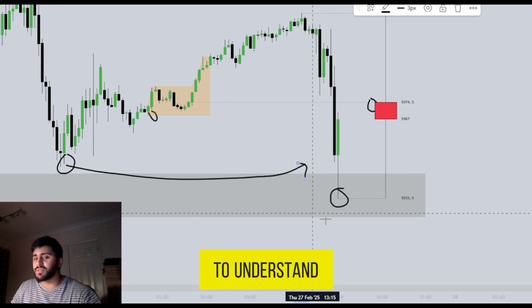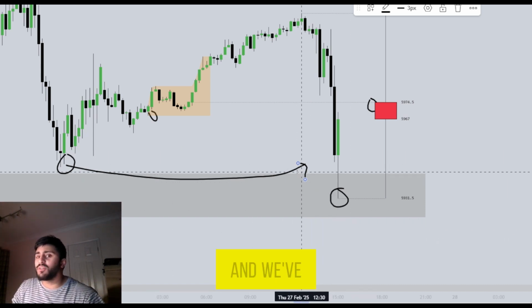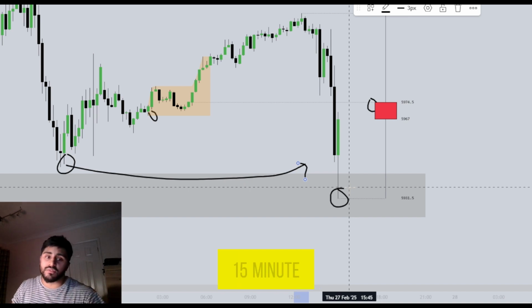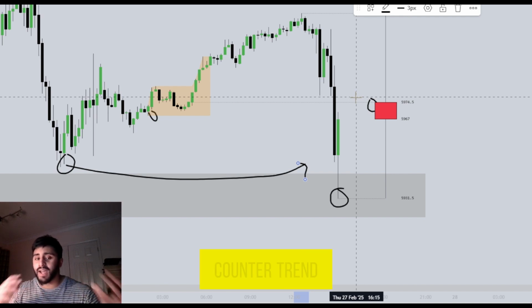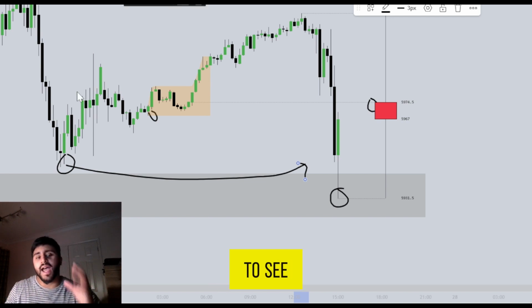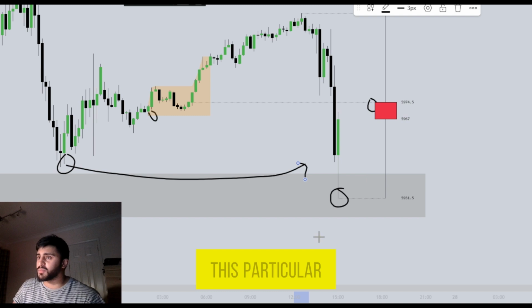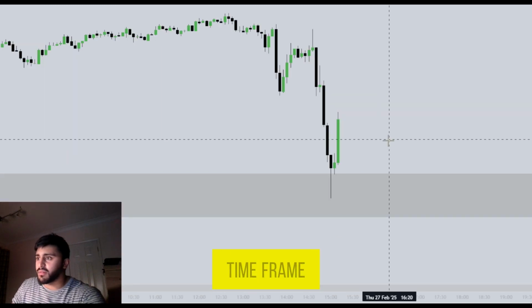So what you need to understand is, once we've taken out a previous day low and we've tapped into a higher time frame 15-minute fair value gap, and we're below the daily opening price, this is a golden opportunity to take longs, even though we account for the trend from the higher time frames. This is important to understand. So once we have that in place, we can now look to see how the order flow was reacting at this particular area. Okay, so let's now head down to the 5-minute time frame.